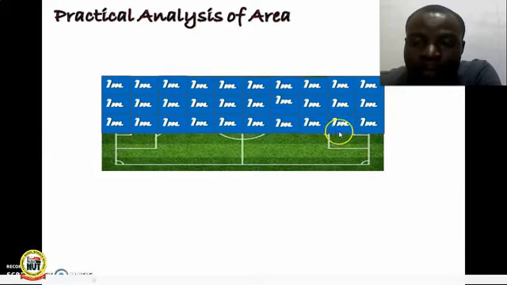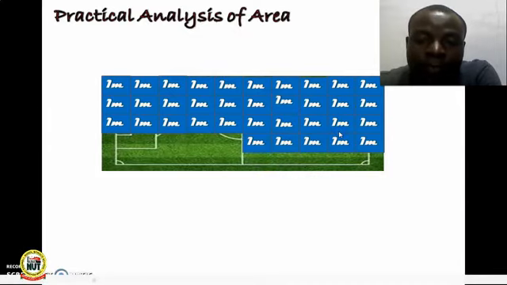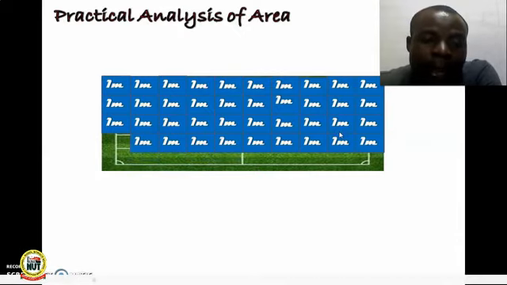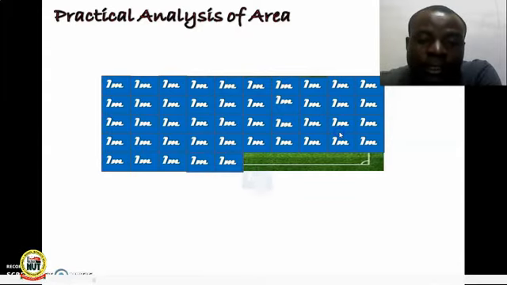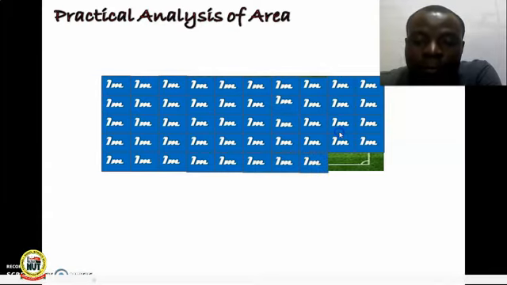Let's continue. 31, 32, 33, 34, 35, 36, 37, 38, 39, and 40. 41, 42, 43, 44, 45, 46, 47, 48, 49, and 50. So we have 50 square meters.